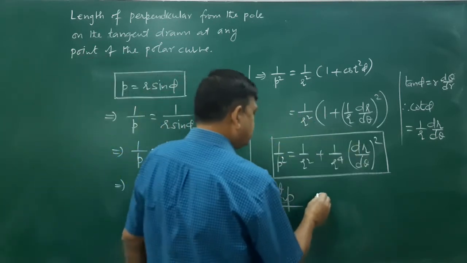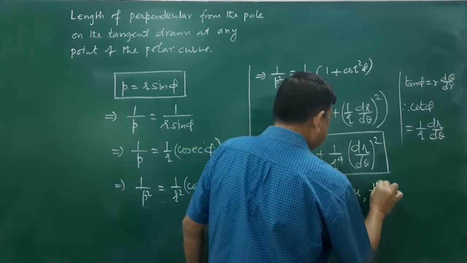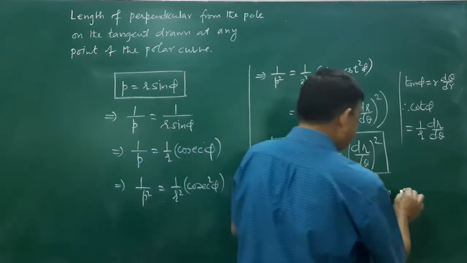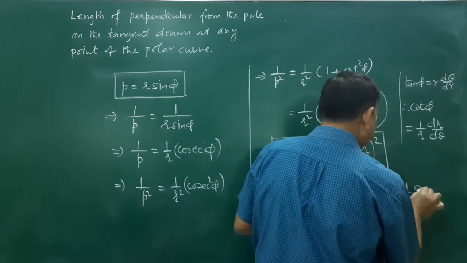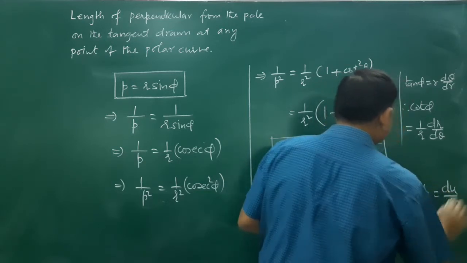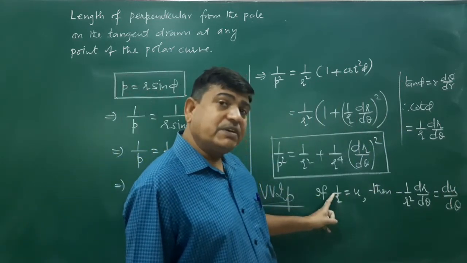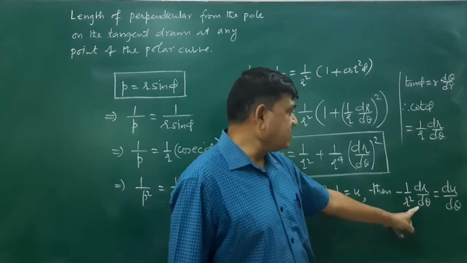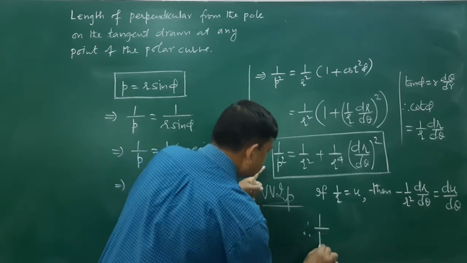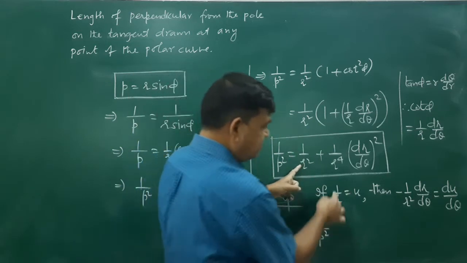Again, if 1 upon r equals u, then if we differentiate with respect to theta, then differentiation of 1 by r is minus 1 upon r square dr by d theta, that is du by d theta. Therefore, this is 1 upon p square. 1 upon r is u, so 1 upon r square means the square of this.